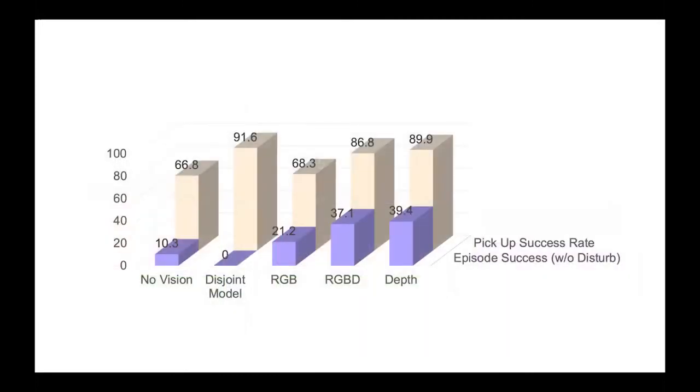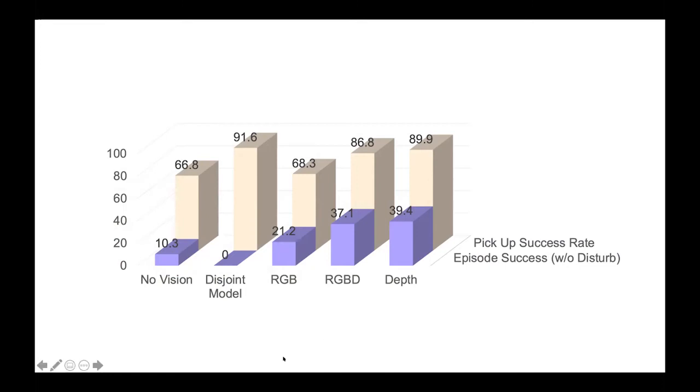So this shows the results. The front row, the purple bars, shows the episode success without disturbance. The back row shows the pickup success rate. Pickup success rate is usually high compared to episode success, which means that the robot has a hard time moving the object to the destination after picking it up, because it can hit other objects and so on.